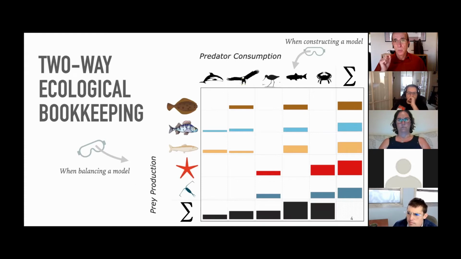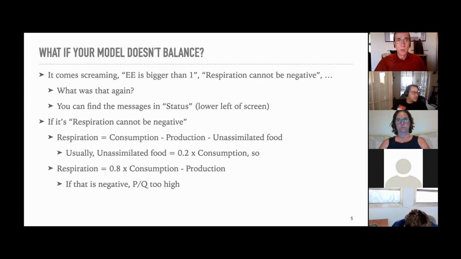So when you construct the model, you're looking at it from the predator's point of view. When you balance it, it's from the prey's point of view. It has to match. There has to be enough production to feed the predators and the fisheries and all the other demands on it, all the constraints that we add to it. That's what we're trying to do. And the model comes back and screams at you.